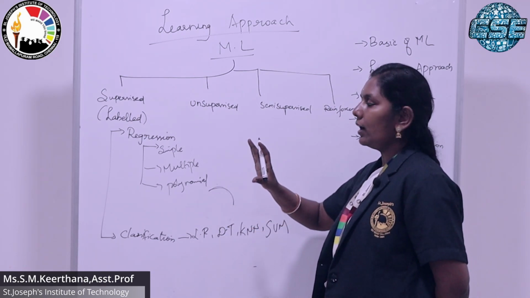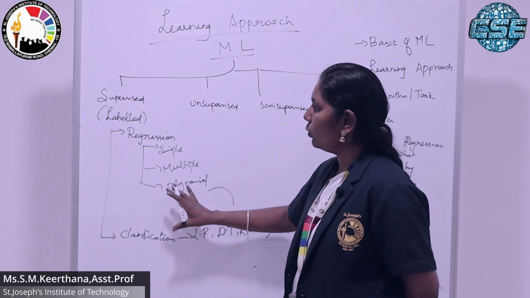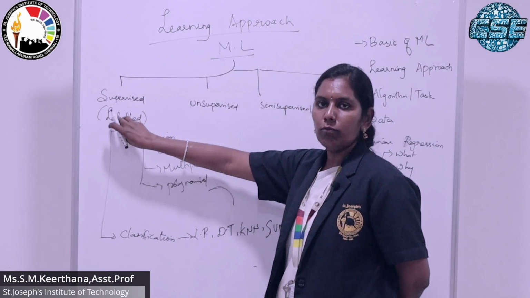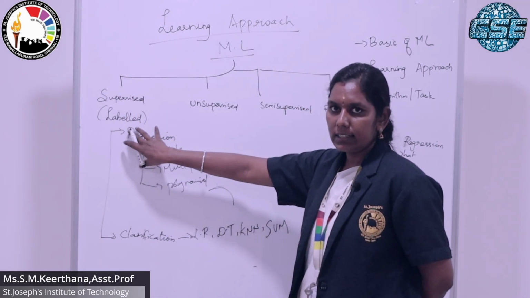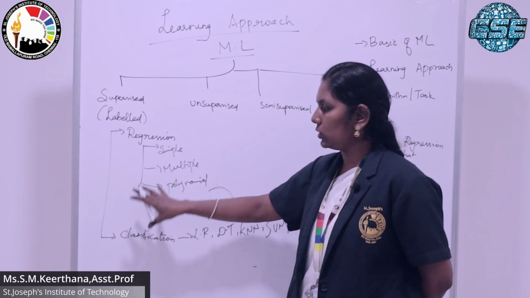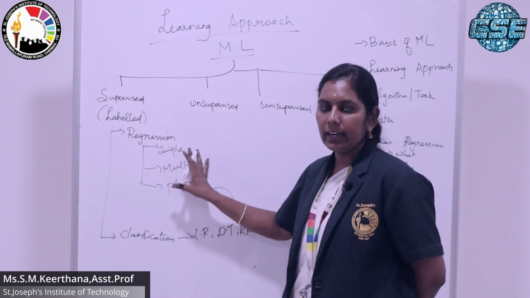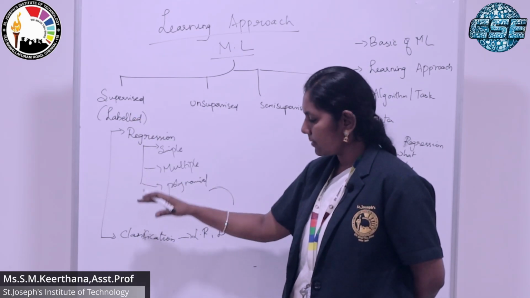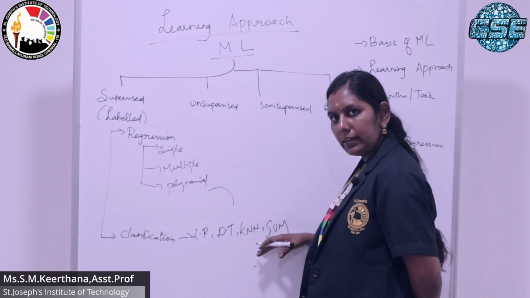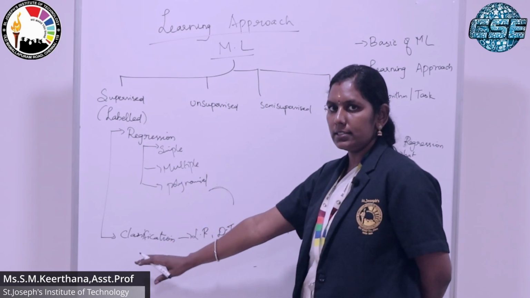Okay, hope now you have a clear view of what supervised learning is, what labeled data is, what the regression task is, what the classification task is, what algorithms are available in regression to complete this task, and what algorithms are available in classification to complete this task.